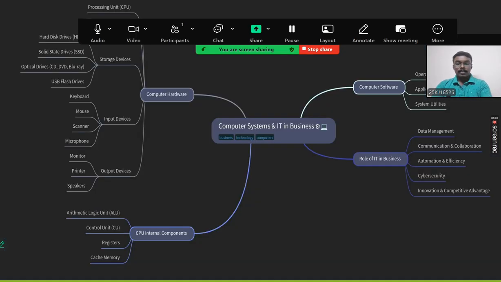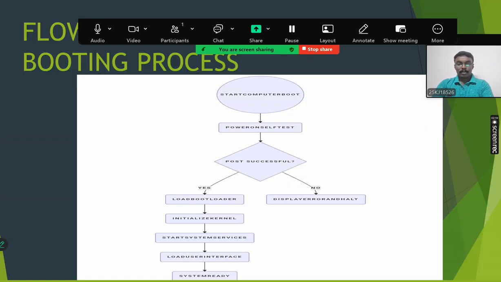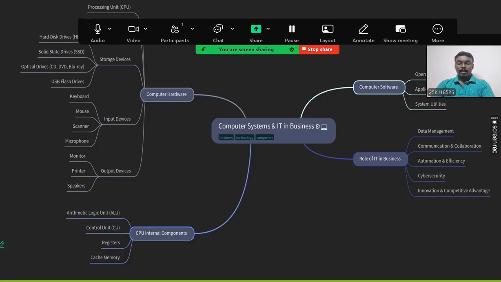The computer is mainly divided into computer hardware and computer software. As you can see in this PowerPoint, the main parts are computer hardware and computer software. The computer hardware can be divided into the CPU and random access memory, storage devices, input devices, and output devices, and the CPU itself has its internal components. The software can be operating software, application software, and system utilities. First, let's start with the hardware.